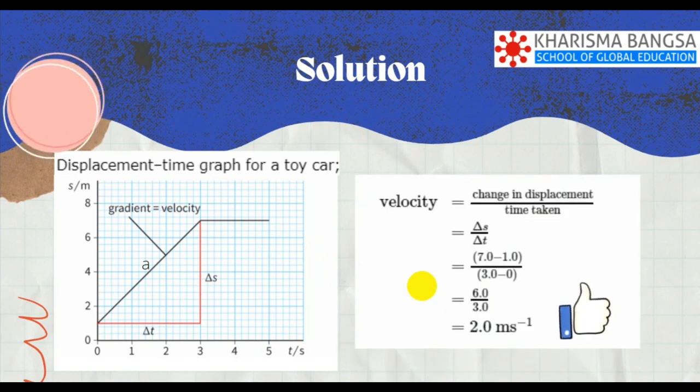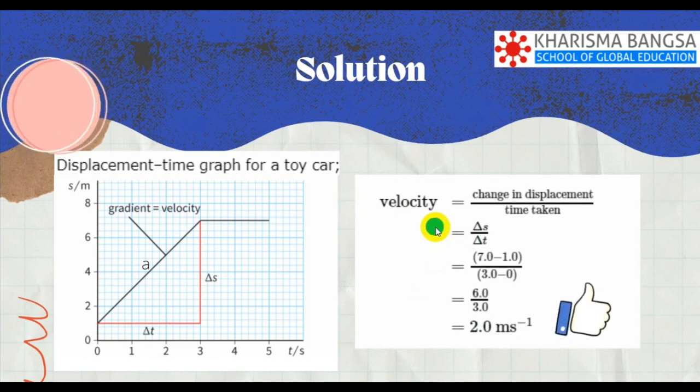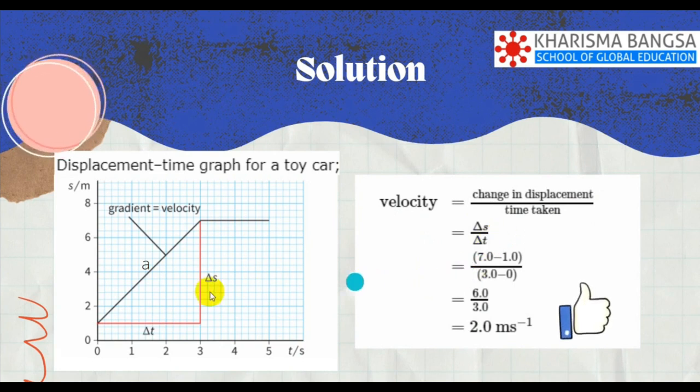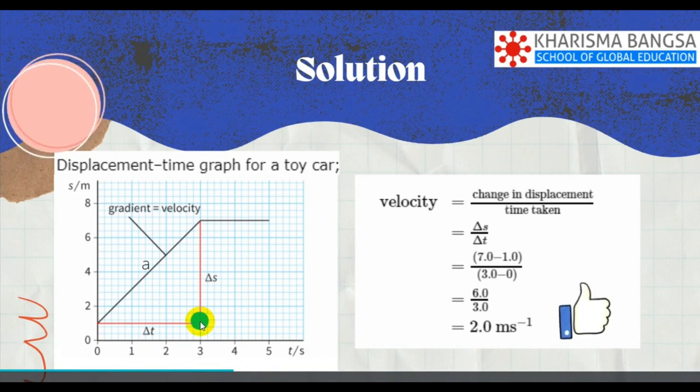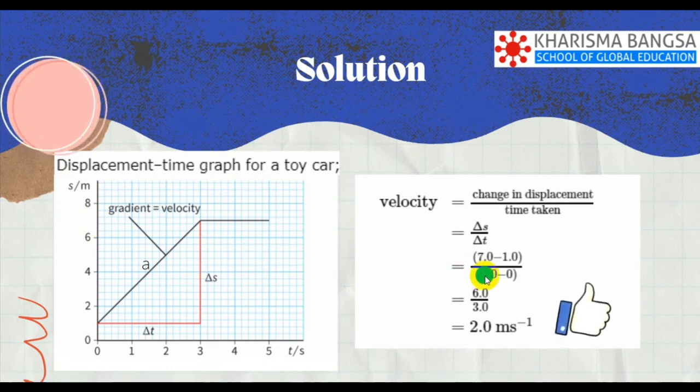Okay, so the solution is, first we need to recall what a velocity is. The velocity formula is change in displacement over time taken. So it is delta S over delta T. In A line, the delta S is from this point to this point. So this is about 1 and this is about 7. So we can put it 7 minus 1.